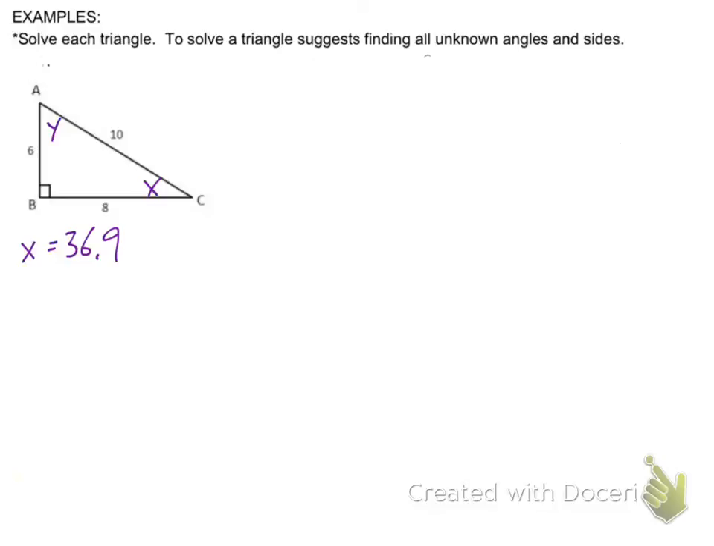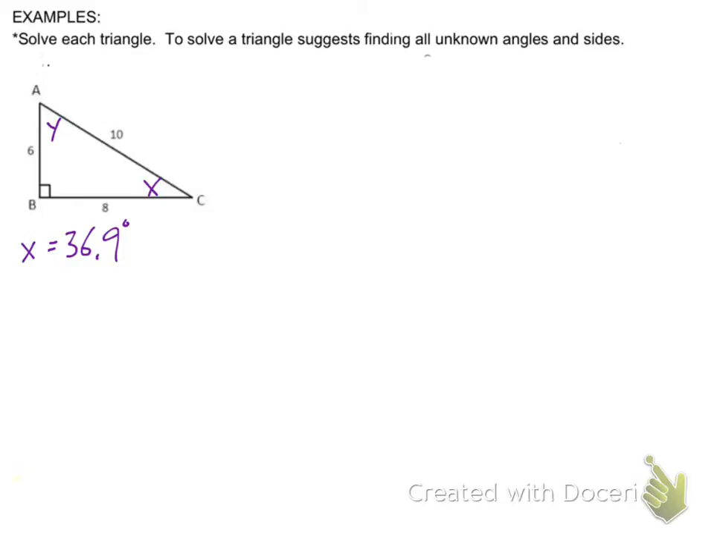So we have lesson 14. This is day 2. We're going to continue with our examples. Yesterday, I have all the work erased already, but we found x to be 36.9 degrees. I'll put a little degree symbol in there because later on we will also be dealing with radians.